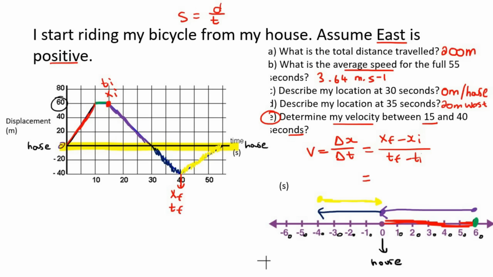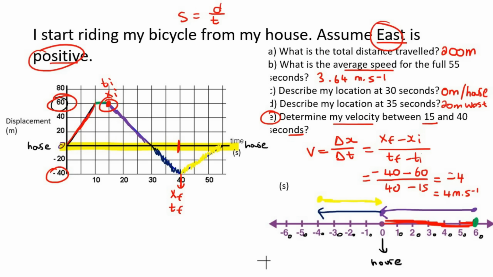So now we just fill into the formula. So that's going to be negative 40 minus our initial displacement, which is 60, over our final time, which is 40 seconds, minus our initial time, which is 15 seconds. And if we calculate all of that, we end up with negative 4. Now if you end up with negative 4, then you need to change your answer to 4 meters per second. But now east is positive, so because we got a negative answer, we're going to say west, like that.